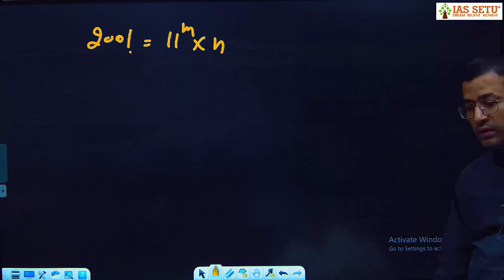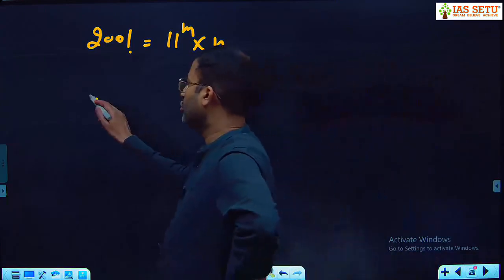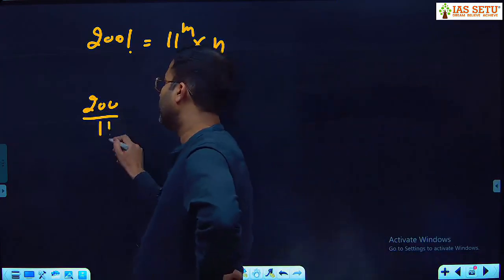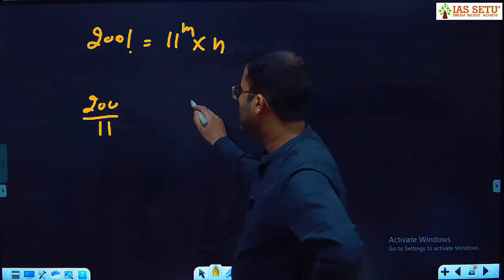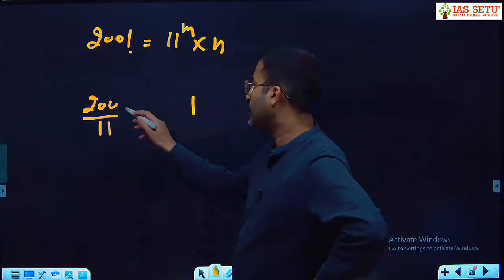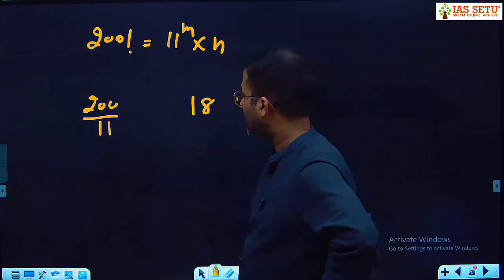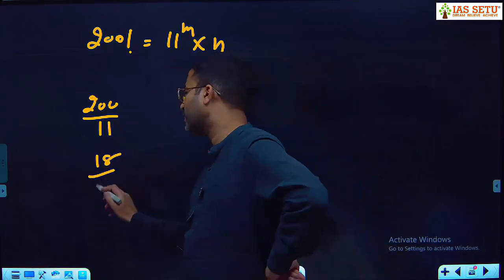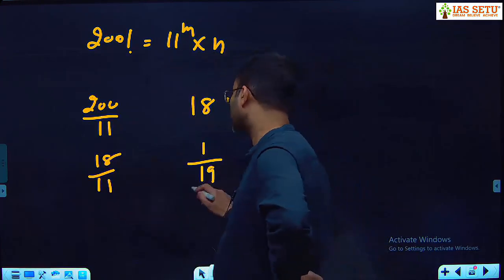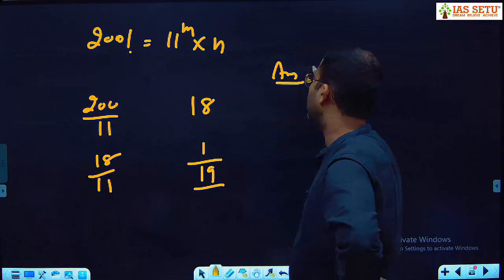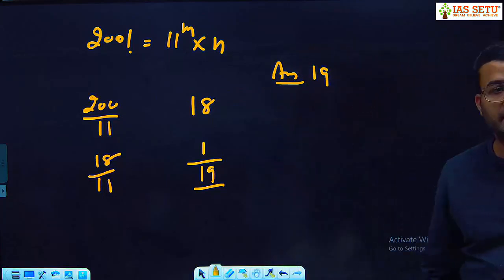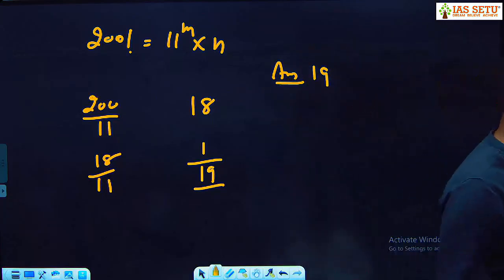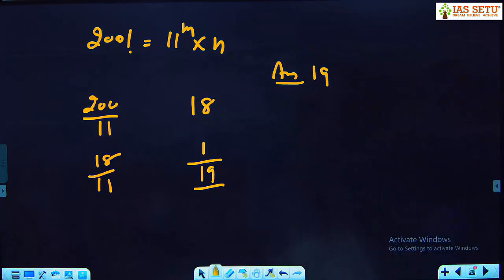What is coming? 200 we have to divide by 11. 11 1s are 11, then what came? 18. Then in 18 we will see how many 11 are there, 1. So your answer is 19. Is it clear to all of you, category 1 students, online students?